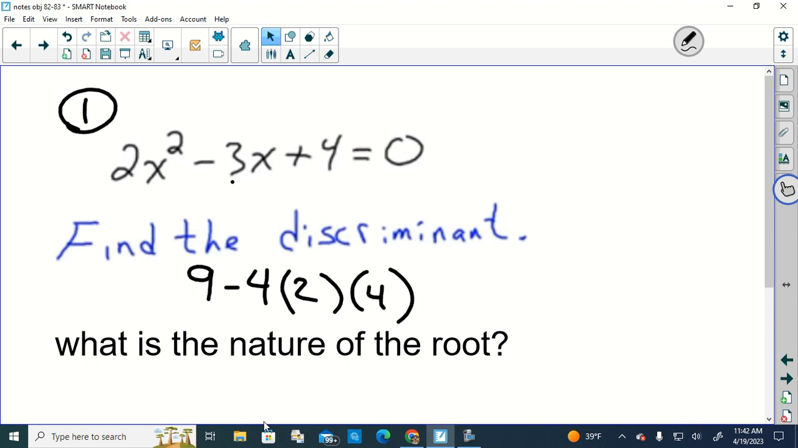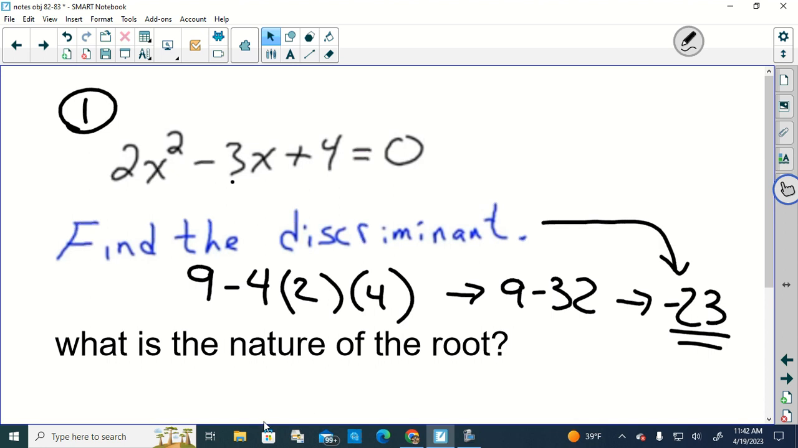So we're going to go a negative 4 times 2, which would be a negative 8, and a negative 8 times 4 would be 32. So now I have 9 minus 32. So the discriminant, the answer is what? Negative 23. So when they're asking for the discriminant, you actually put the number.